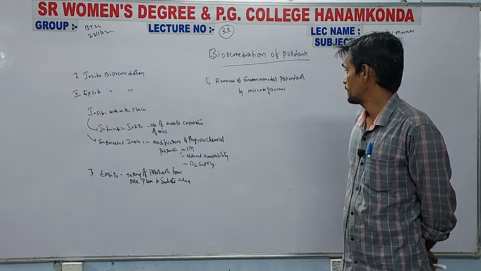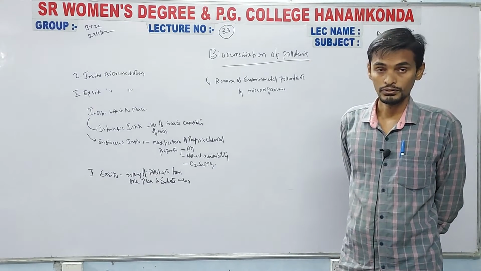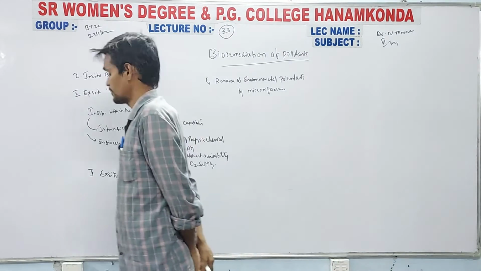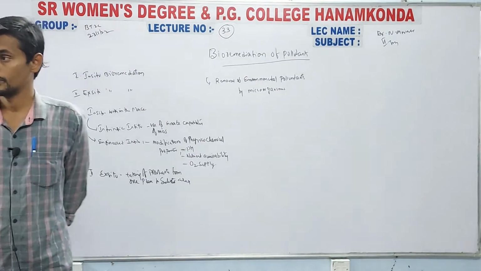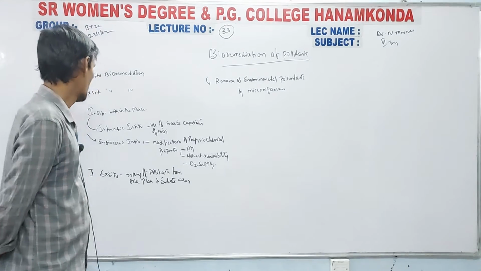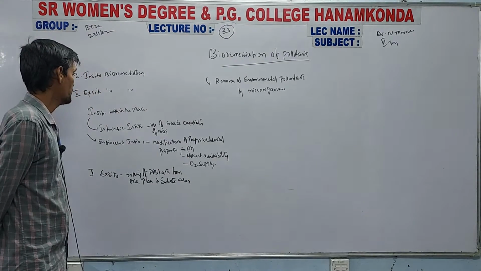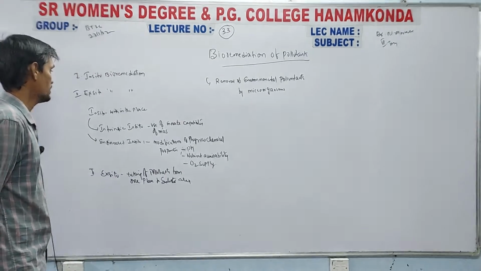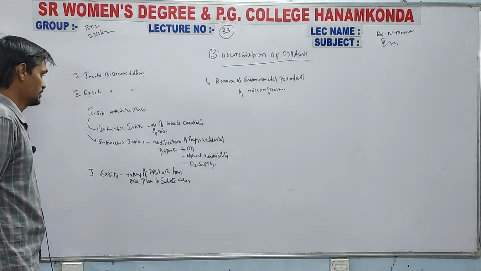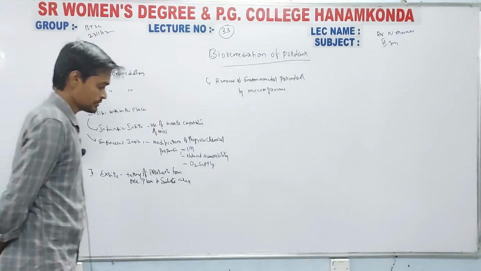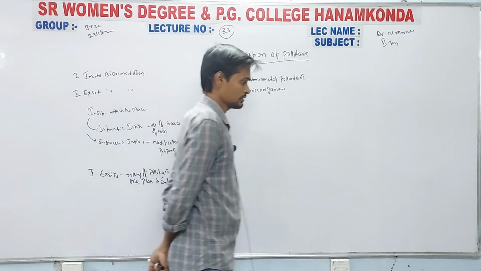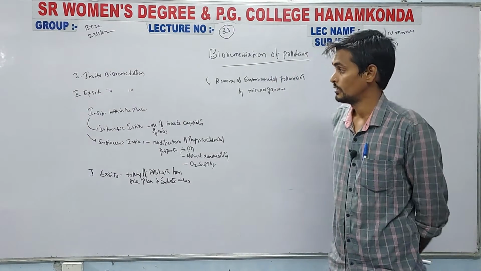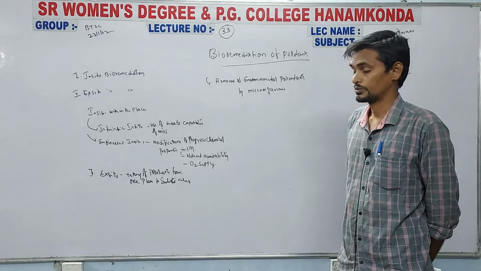So, these are the two categories of bioremediation. The removal of environmental pollutants by the use of microorganisms is called bioremediation. It can be achieved in two ways: in situ bioremediation and ex situ bioremediation. In situ means degradation of pollutants where they are, within the place.